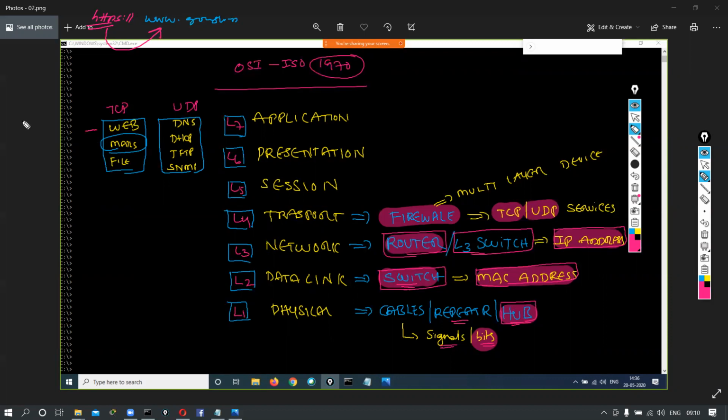For web communication purpose, there are two protocols. One is HTTP, one is HTTPS. For opening purpose, we're accessing web communication. What is the background protocol? That is called HTTP and HTTPS.